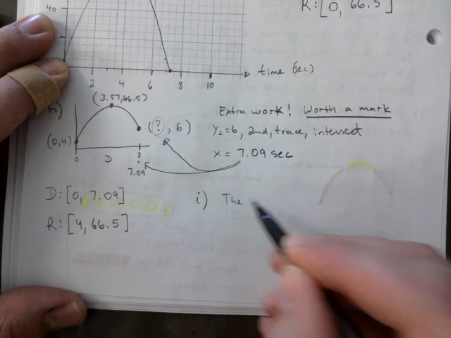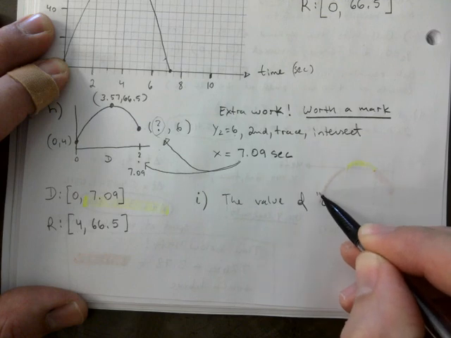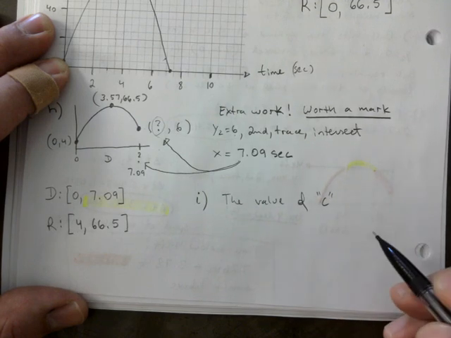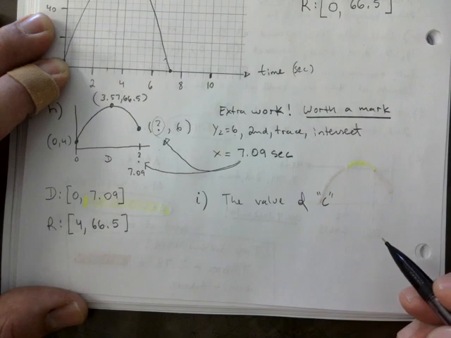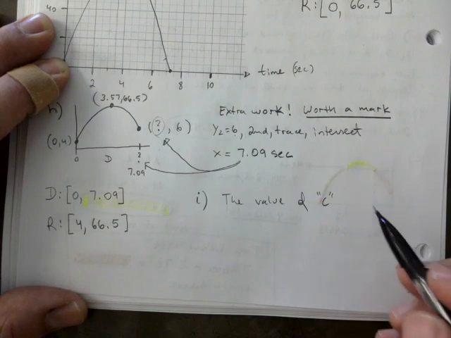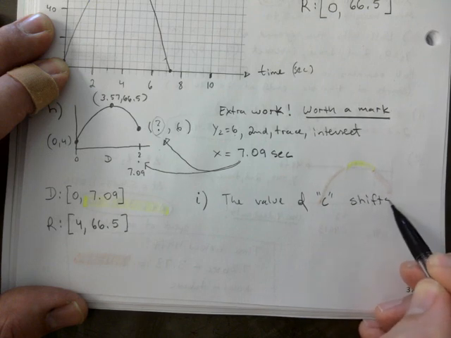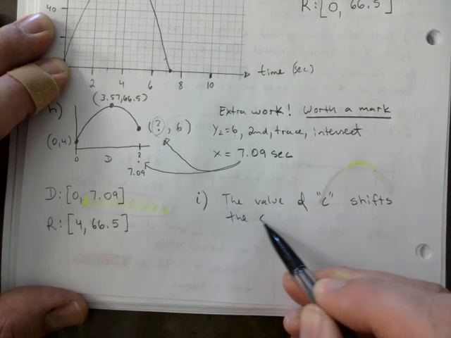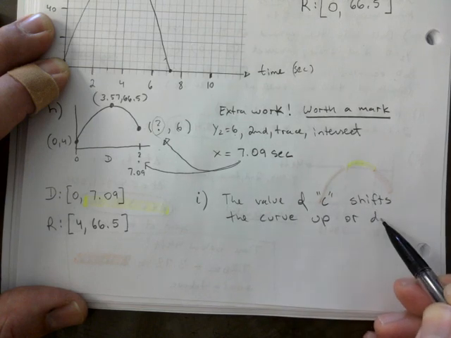The value of C, what does C do? It actually raises your curve up or down. Shifts the curve up or down.